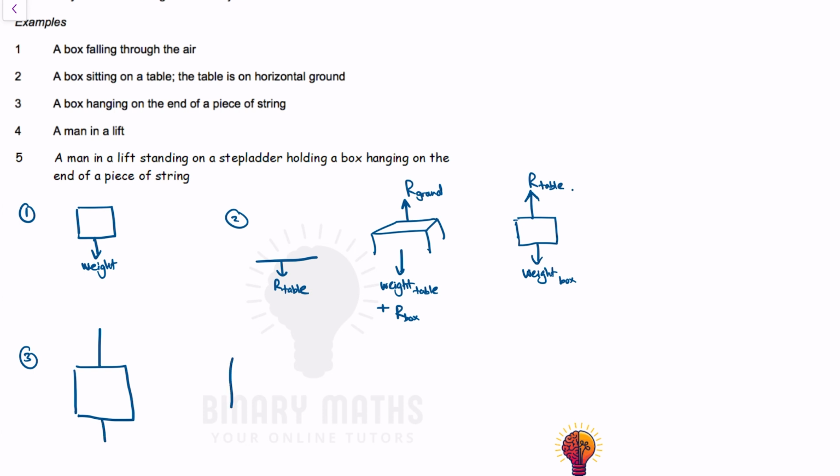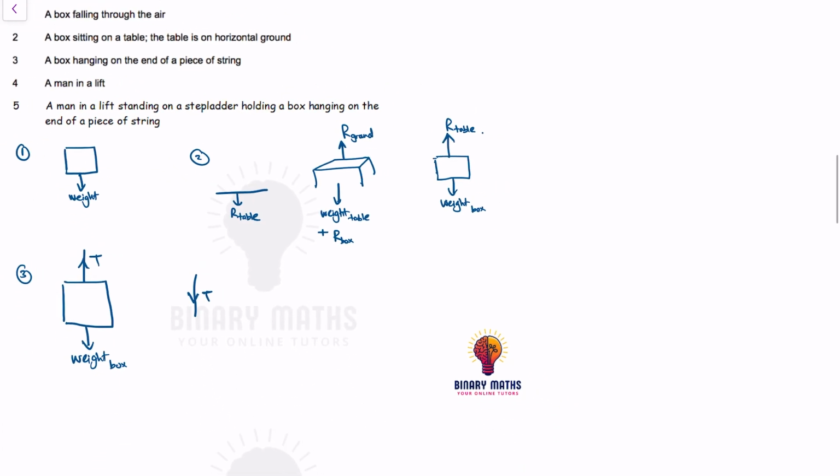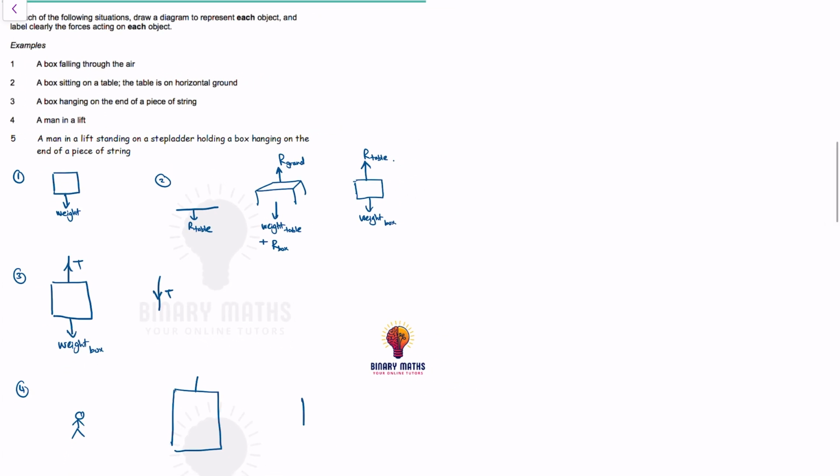Okay, so the box feels the weight of the box, and then it feels the tension, which is keeping it up. And the string feels the tension, like so. 4 is a man in a lift. So first we've got the man, then we've got the lift, then the string holding the lift. So what does the man feel?